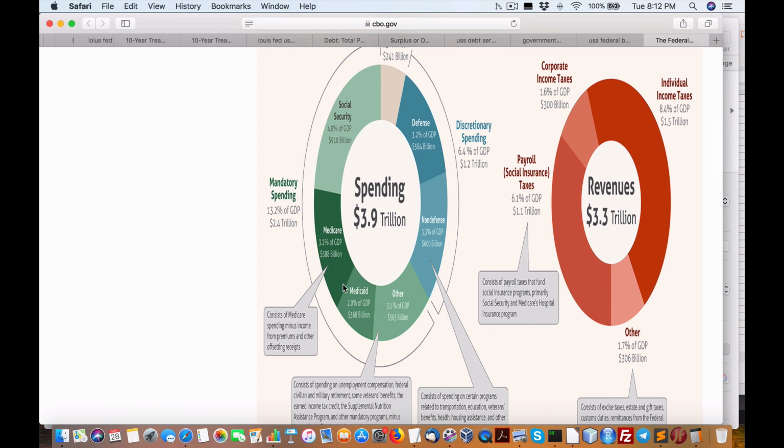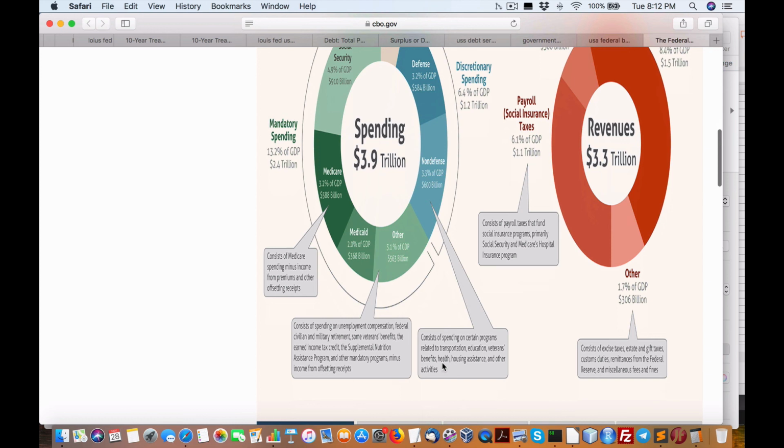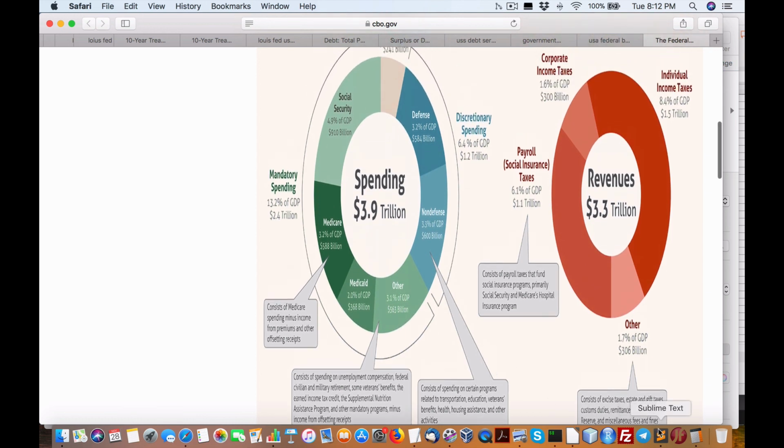Medicaid. So, wow. Between Medicaid and Medicare, the servicing of the debt is double of that. Social Security, again. So the total service of the debt is Social Security, Medicare, and Medicaid. Wow. Defense and non-defense. Wow. So other: unemployment compensation, federal civilian and military retirement, and veterans. Oh man. Okay, so let's go back to our little numbers here.